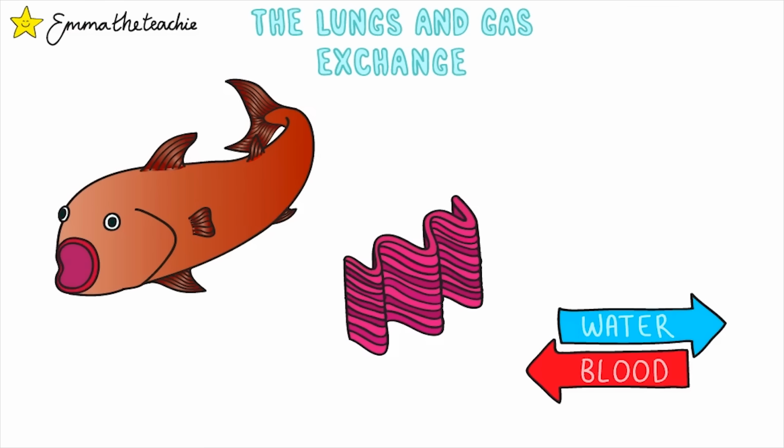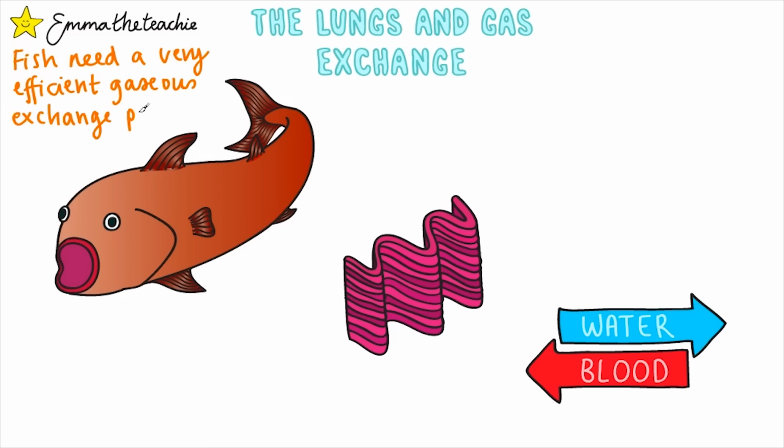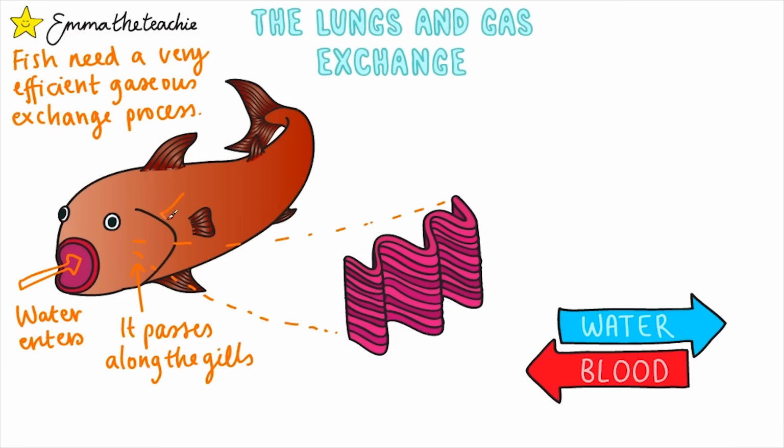Now that we've looked at gas exchange in humans, we're going to briefly look at it in fish. You may have already covered this with your teacher in Topic 1 when learning about diffusion. Fish get their oxygen from water, which only holds very low concentrations of oxygen. They therefore need a really efficient gas exchange process. Here's how it works. Water enters through the mouth of the fish and then passes over the gills, which are inside the body. It then leaves by a special flap called the operculum.